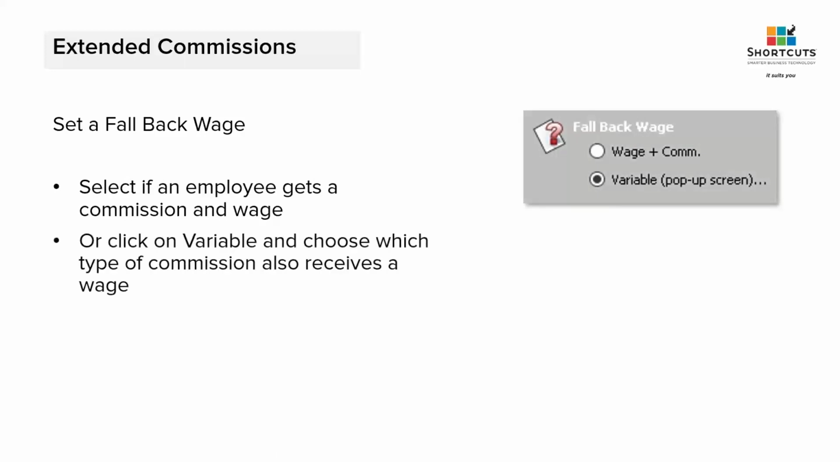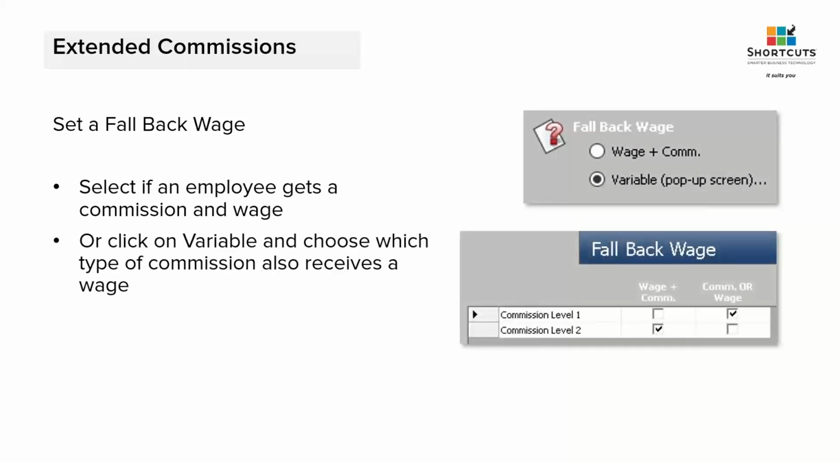Once you set that, the advantage for extended commissions is you also have the ability to set a fallback wage. Now, in Shortcuts, if Andy was working front desk and also cutting hair or also getting commissions, if I were to run the employee commission wages report, then Shortcuts will actually show me this is what Andy's hourly rate is, and this is what Andy's commission is, and it would give me the total. So it actually adds both of them.